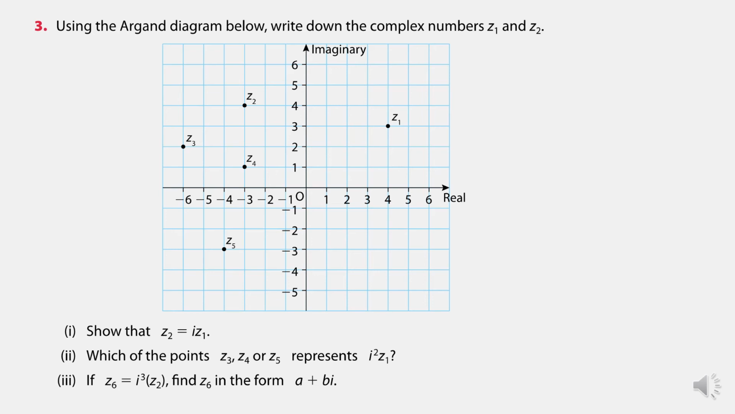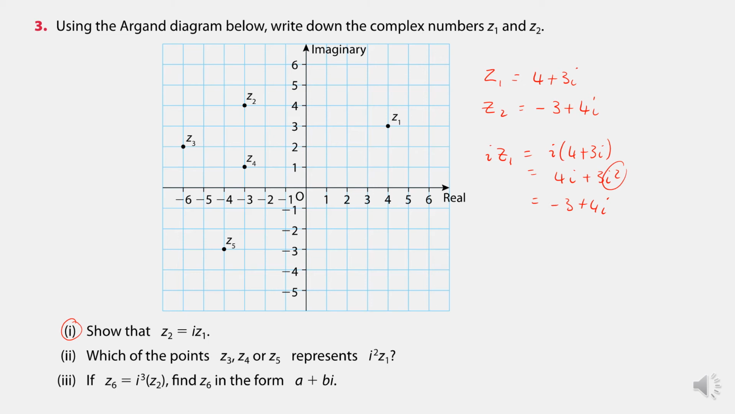Now, using the Argand diagram below, write down the complex numbers z1 and z2. So z1 equals 4 plus 3i, z2 is equal to minus 3 plus 4i. Question 1 down here, show that z2 equals i z1. So i z1 equals i times (4 plus 3i), which is 4i plus 3i squared. That's minus 1, so I get minus 3 plus 4i.